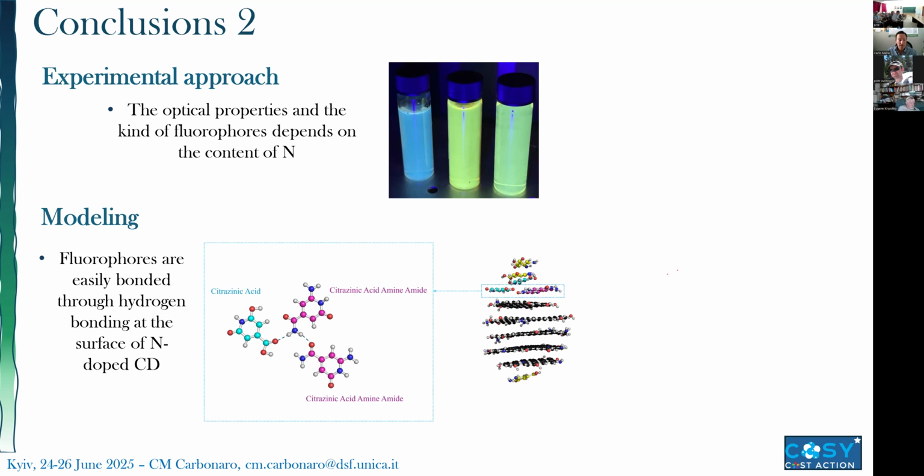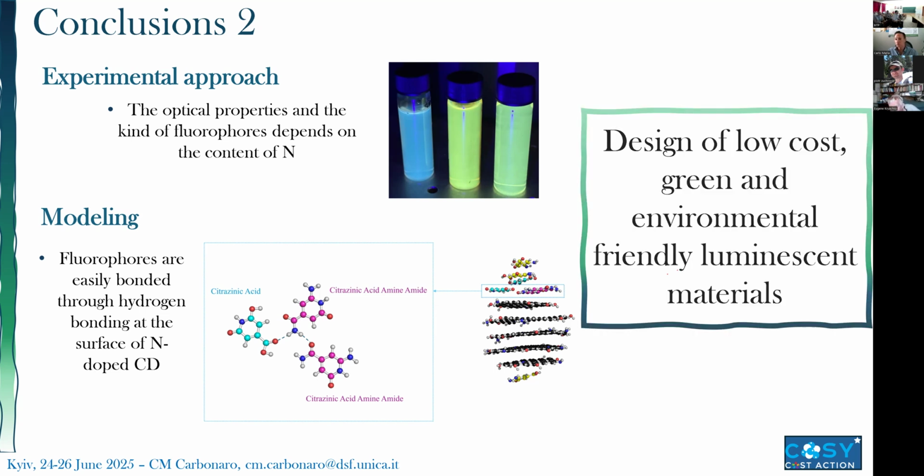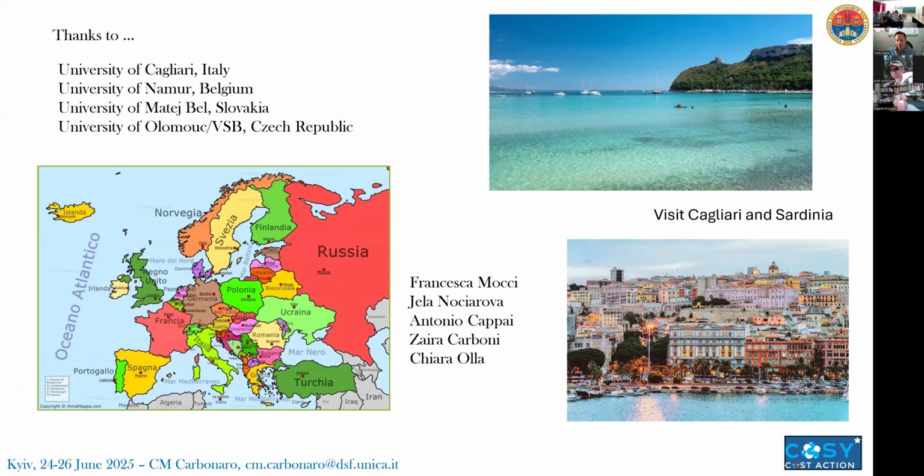But what we see is that the fluorophores are easily bonded through hydrogen bonding at the surface of nitrogen-doped carbon dots, and they are more easily bonded in the case of nitrogen doping than in the case of carbon dots without nitrogen doping, which is again in agreement with experimental results, where the carbon dots doped with nitrogen are more efficient from the optical point of view. So we can say that we can design low-cost, green, and environmentally friendly luminescent materials by using a combined approach of experimental and computational chemistry.